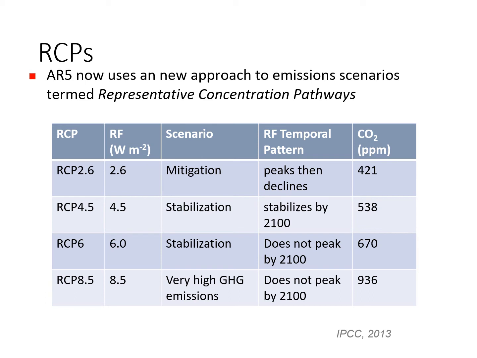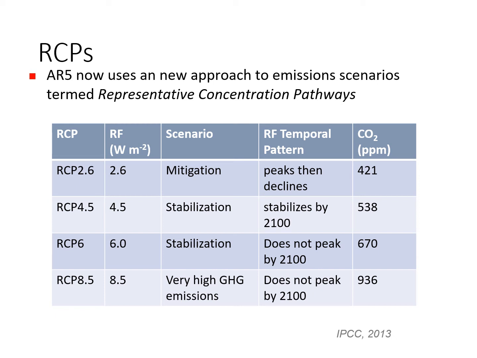The first column on the left is the name of the pathway. The second column, the radiative forcing at 2100. The third gives a description of the type of scenario, and the fourth describes what the pathway looks like. The last column gives an estimate of the concentration of carbon dioxide in the atmosphere. Based on everything you know, and looking at the last column, what pathway do you think we should be on?